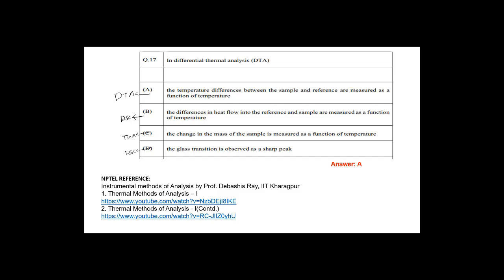So, the correct option is first one, A. In differential thermal analysis, the temperature difference between sample and reference are measured as function of temperature. So, the answer is A.